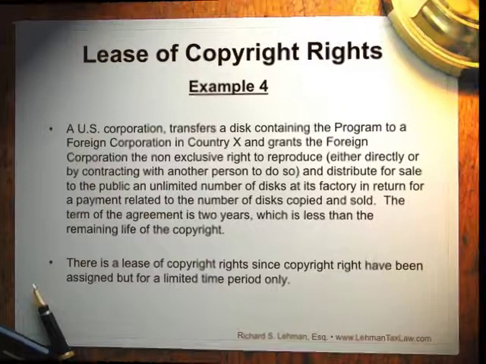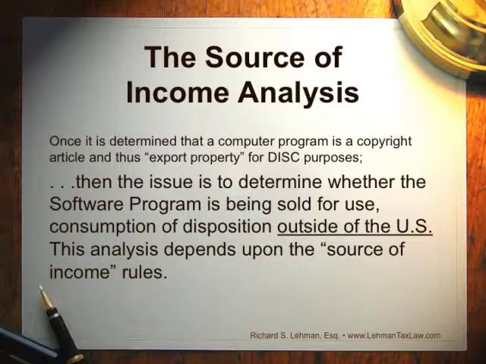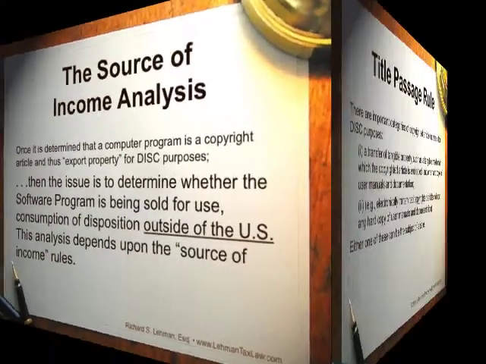Okay, now the last thing we need to look at is, we know we have a copyright article. We know we have export property because we know it's produced in the United States. Now we have to make sure that it is consumed outside of the United States and it meets the rules of passing outside of the United States. We go back to the regulations that were produced in 1998, which provide excellent guidance. And what do those regulations do?